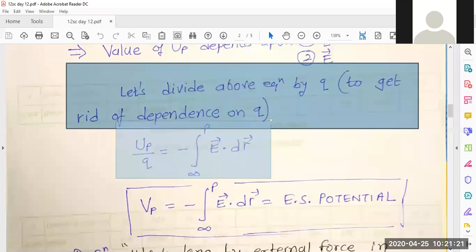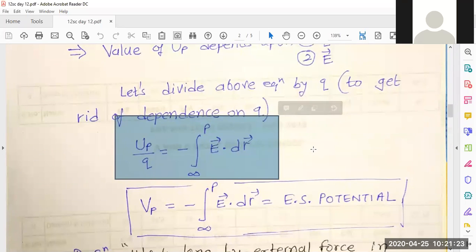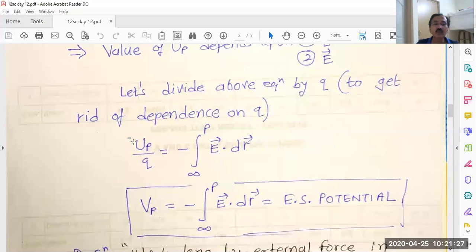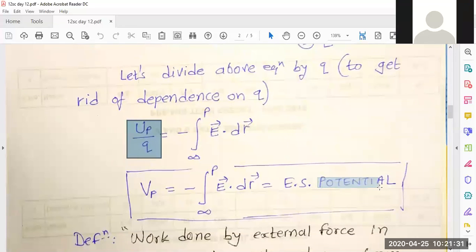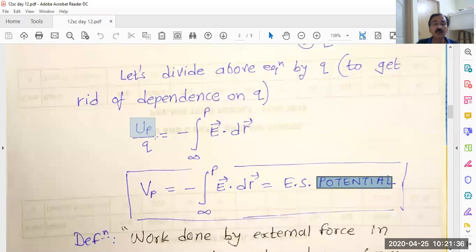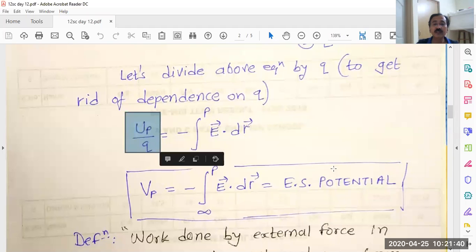This is what we have done. Both sides divided by Q. Now this is UP by Q. We call it potential. Remember, UP was potential energy and UP by Q is just potential.